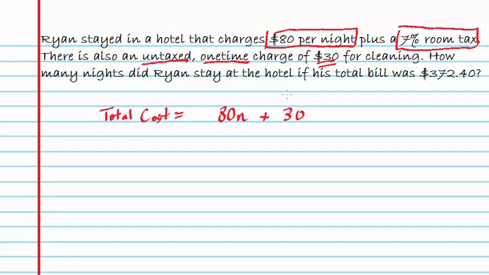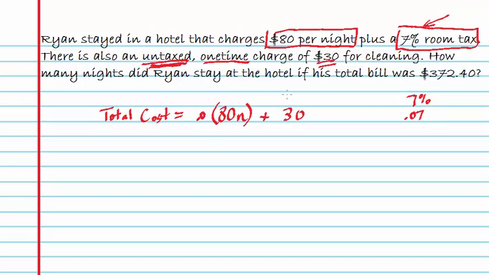But now we need to look at the tax. Okay, so it's a 7% tax rate. But we have to think, what all is being taxed? This cleaning charge is untaxed. It's not being taxed. So the only thing that's being taxed is the $80 per night. So what we need to do with the 7% is we need to calculate how much he will pay in taxes. So we know that 7% can be rewritten as 0.07 as a decimal.